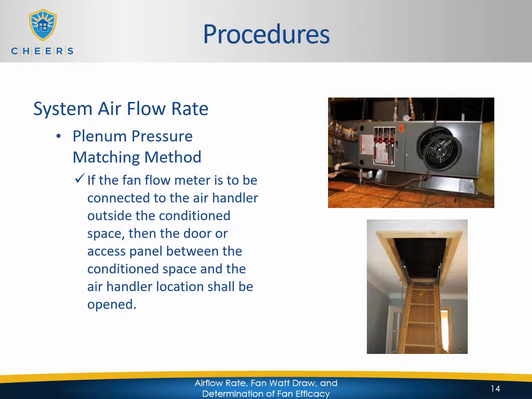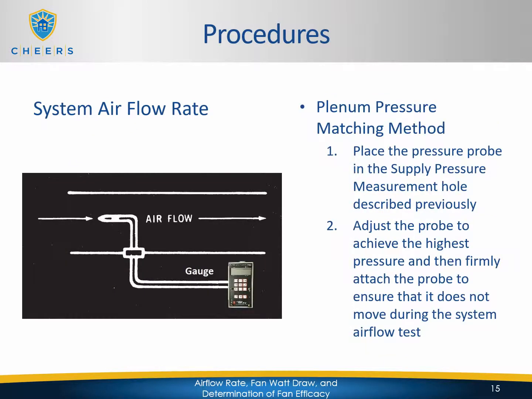If the fan flow meter is to be connected to the air handler outside the condition space, then the door or access panel between the condition space and the air handler location shall be opened. Place the pressure probe in the supply pressure measurement hole described previously. Adjust the probe to achieve the highest pressure and then firmly attach the probe to ensure that it does not move during the system airflow test. If the probe happens to move or vibrate or shift during the test, it will skew your readings.